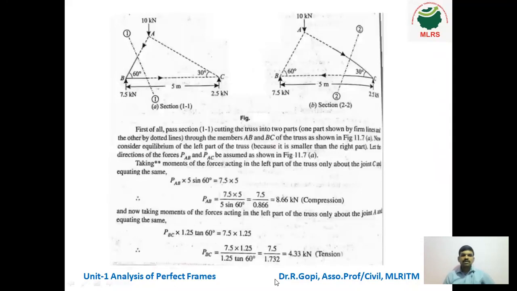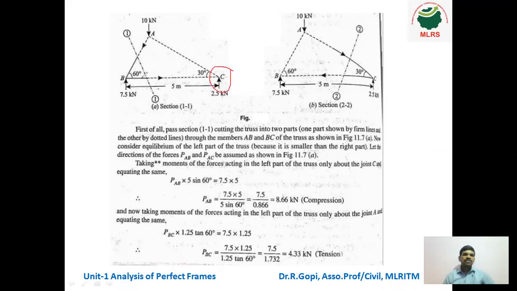So this is the first section line. See section line 1. First we have to find BC and BA. So this is a section line. Suppose I want to know the BA member force, then where do I have to take moment? At C.